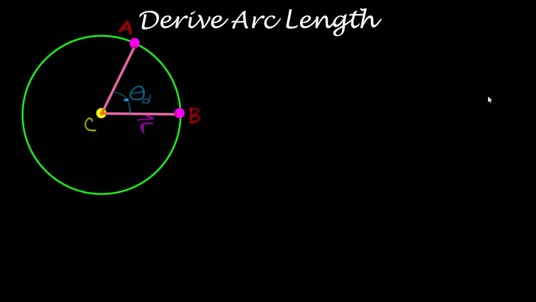Today we'll be doing a short derivation of arc length. What I have drawn here is a circle of radius r and center point C, and we have two rays that extend from center point C and intersect the outer circle at points A and B. The angle between the two rays is what I'm calling theta sub d. And this angle is often referred to as the center angle because the vertex lies at the center of the circle. It can also be referred to as angular displacement or angular distance.